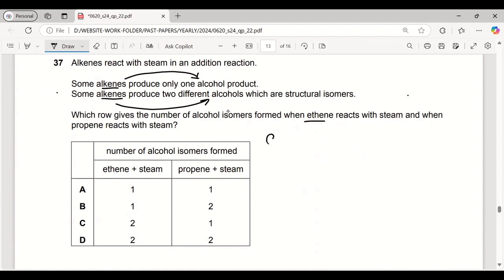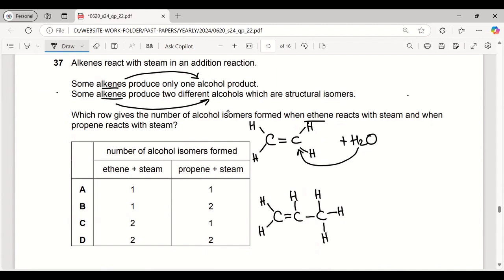Now ethene is C double bond C, and hydrogen. This is ethene. And for propene, it is like this. This is propene. So when ethene reacts with steam, it forms only one isomer because one OH attaches with one of the carbons. So it gives only one isomer.